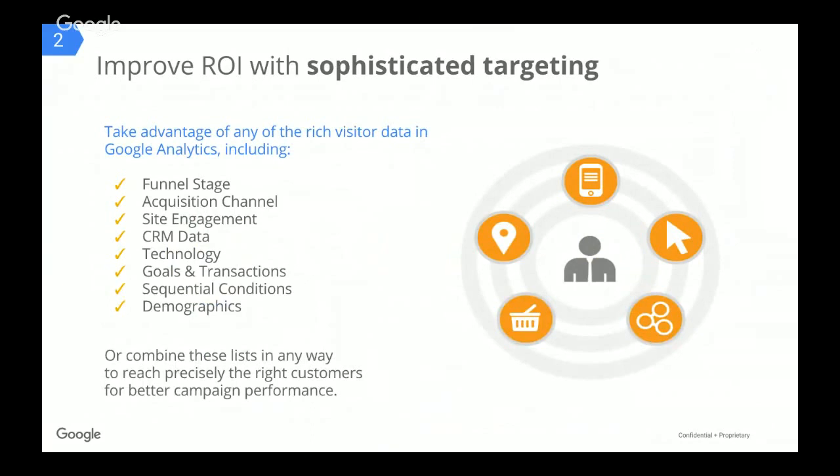When I say improve ROI with sophisticated targeting, these are a few things that I'm referring to. Funnel stage, acquisition channel, site engagement, CRM data, technology, goals and transactions, sequential conditions, and demographics. This is the kind of rich visitor data which is available in Google Analytics. And you can actually combine these lists in any way to reach precisely the right customers for better campaign performance.